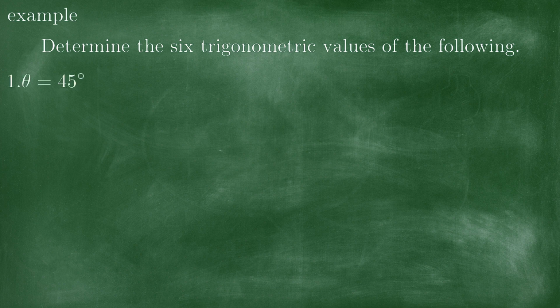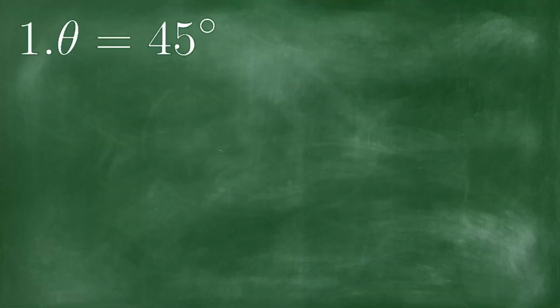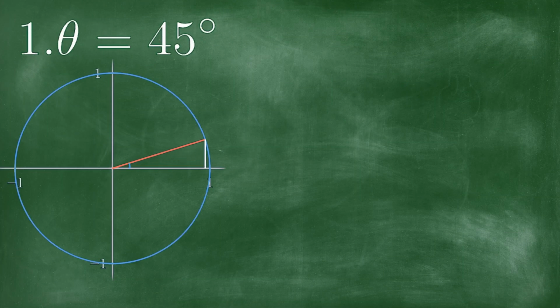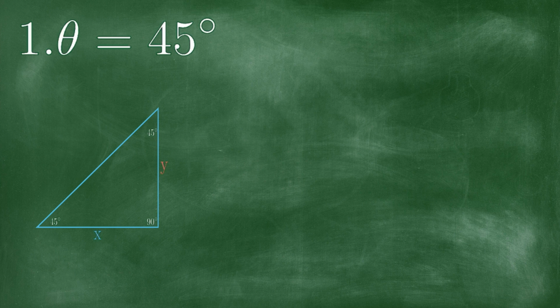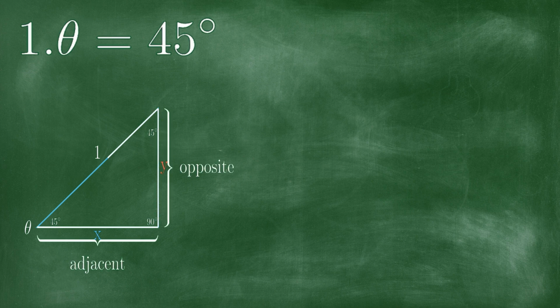Determine the 6 trigonometric values of the following. 1. When theta is equal to 45 degrees, and 2. When theta is equal to 5 pi over 6. First, locate and determine the coordinate point when our angle of rotation is 45 degrees. Based on our previous discussion, the coordinate point when the angle of rotation is 45 degrees is square root of 2 over 2 and square root of 2 over 2.